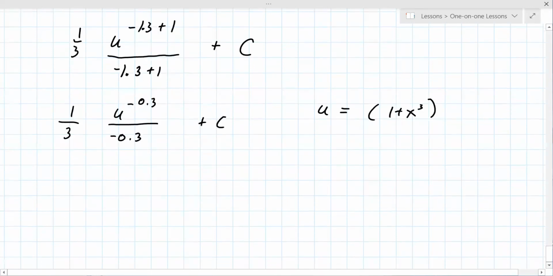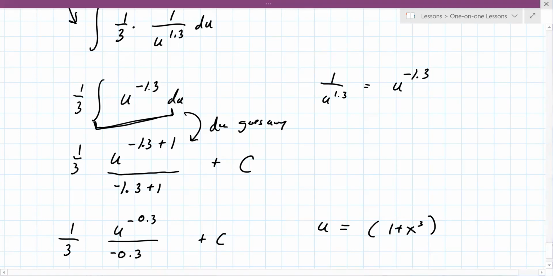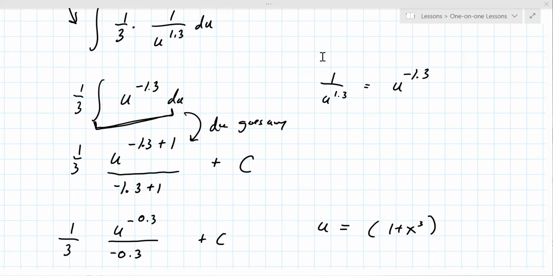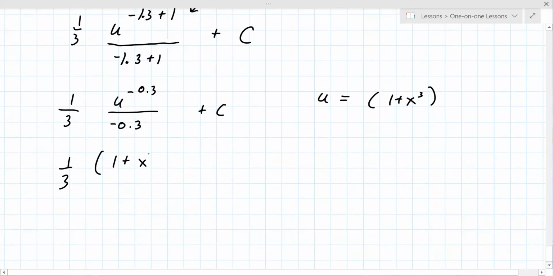So you're going to substitute that back in. Where did the du end up going? The du goes with the integral. So whenever you have the integral symbol right here, you have to write a du. When you perform this step, the du goes away. All right, so let me scroll down and carry out this last step, this back substitution step. 1 plus x cubed to the minus 0.3 over minus 0.3 plus c.